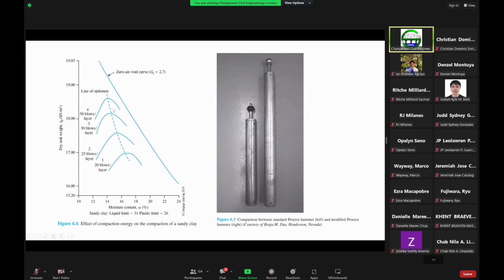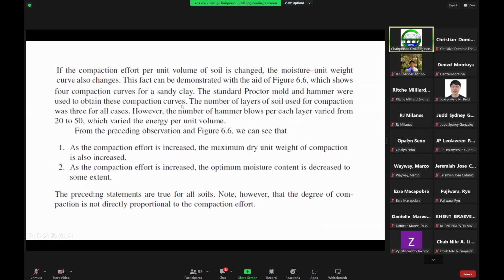Again, none of these curves should lie to the right of the zero air void curve. For example, for this sandy clay material, the specific gravity is about 2.7. Again, for that plot, we used the standard Proctor test.